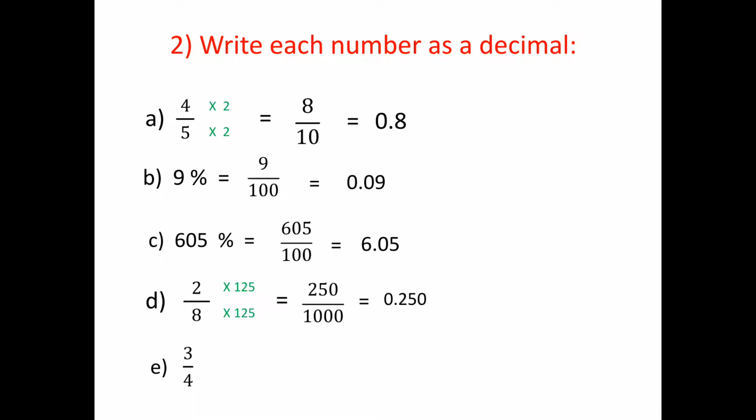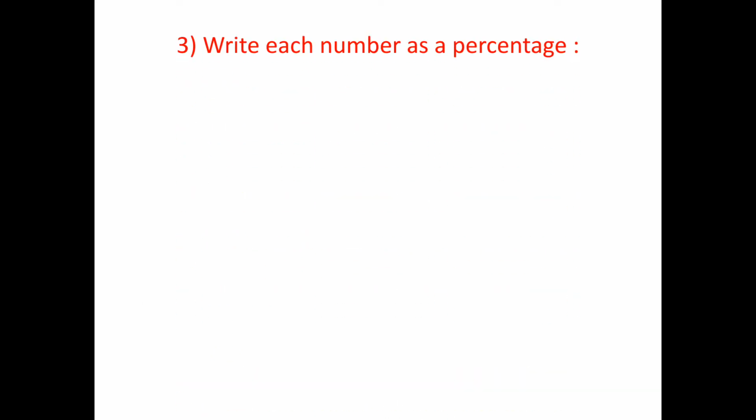Now I have 3 over 4. Can I write this as a decimal? No, because my denominator here is 4, and I need the denominator to be 10, 100, or 1000. How do I solve the problem of the 4? Whenever we see 4, we multiply by 25, up and down. So this will give me 75 over 100. Is it ready now? Yes. I'm going to put 2 digits inside the decimal, because I have 2 zeros down in the denominator. So it's going to be 0.75.